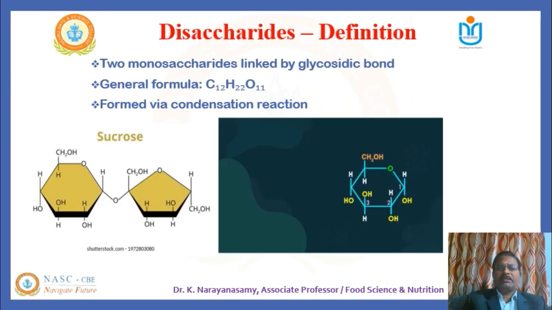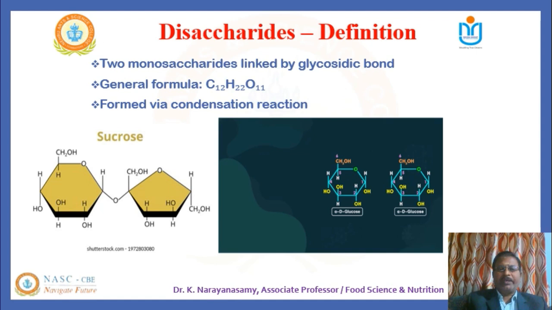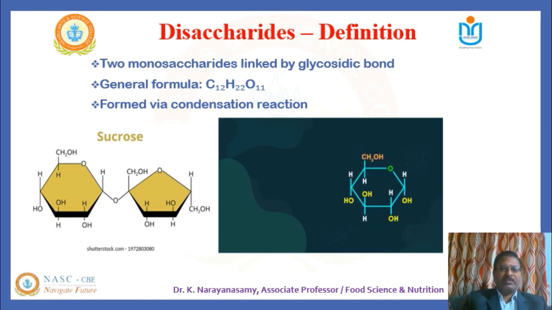Let us come to the second type, disaccharides. Here only two monosaccharides are linked together by a glycosidic bond and it forms the disaccharide. General formula is C12H22O11. They are actually formed by a condensation reaction. Here you can see the condensation reaction happens, the water is removed, and you get a glycosidic linkage. This is one glucose, another glucose, and after condensation you get the disaccharide maltose, and this is sucrose, another disaccharide, which has one sugar glucose and another sugar fructose.